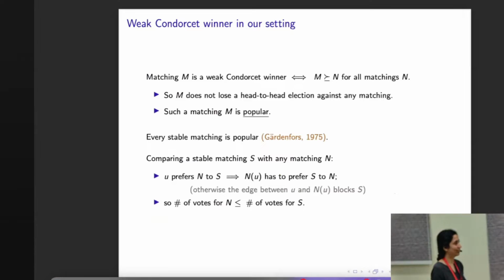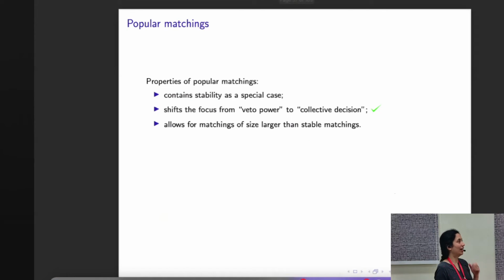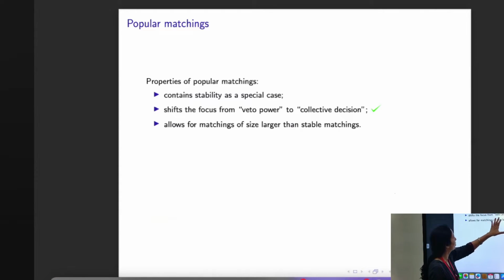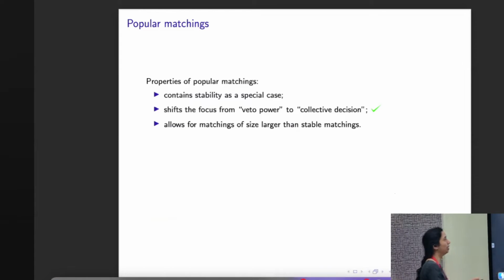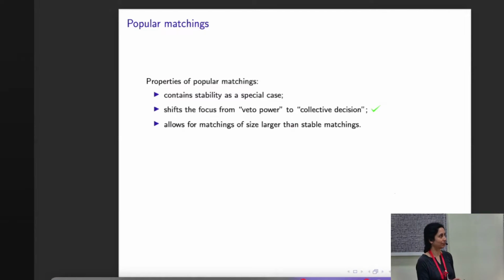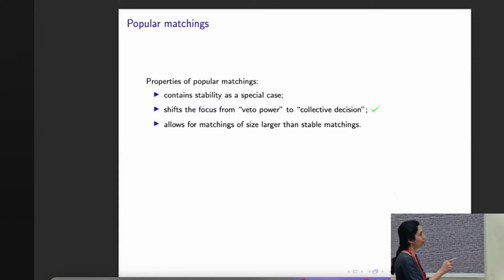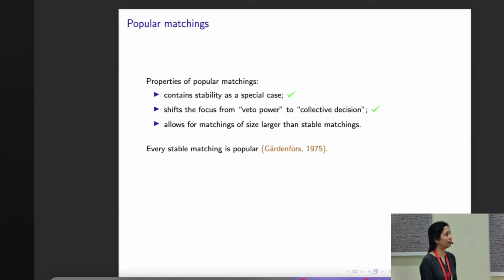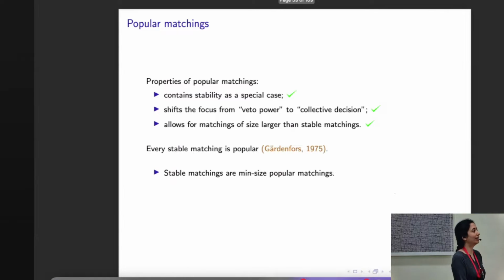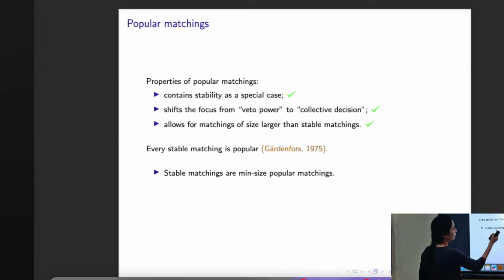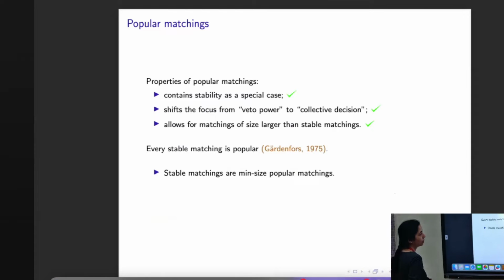So the properties of popular matchings, let's look at them. We wanted to shift the focus from giving veto power to every edge to collective decision making, and by definition, let's count the total number of votes, which captures collective decision making. So let's put a tick. Popular matchings by definition satisfy this property, and as we saw, every stable matching is popular. In fact, a small argument will show that stable matchings are actually minimum size popular matchings.